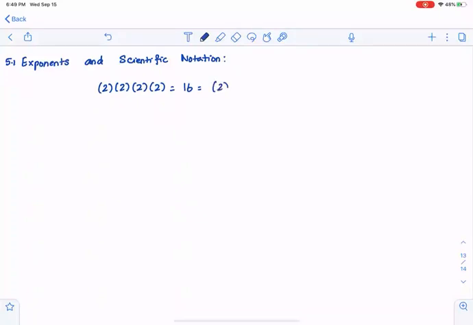So that would equal to 2. The number of times we multiply 2 to itself. So first time, second, third, fourth. So we have 2 raised to 4. So it's the power, and that's the base, and that's what we call an exponent.